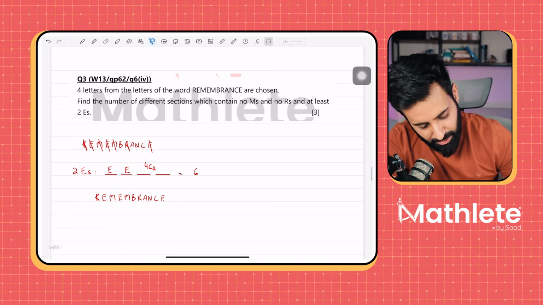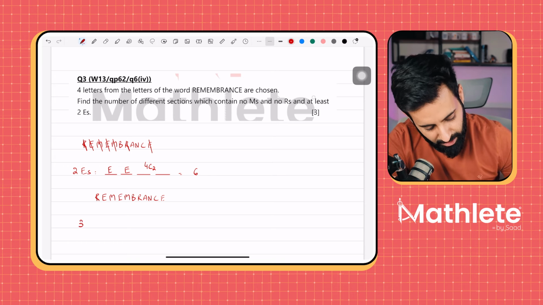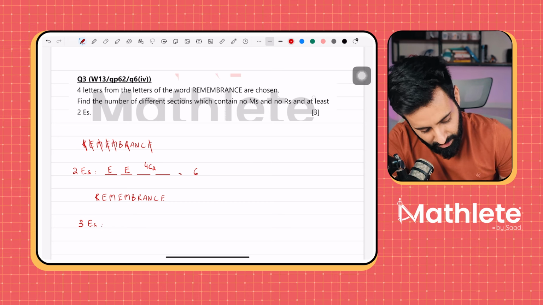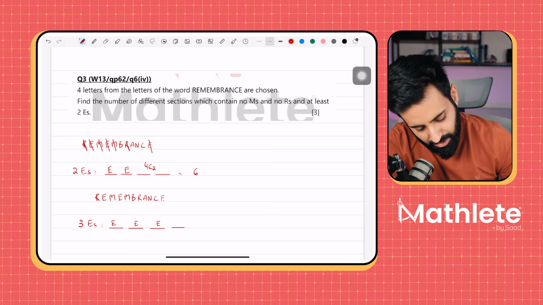Now, remember I said that you can also select 3 E's. The question said at least 2 E's, so that means you can also select 3 E's. Now, how can you select 3 E's? Let's have a look. So 1, 2, 3, 4. So we select the 3 E's. That means we write the 3 E's in the 3 spaces, anywhere in the 3 spaces, doesn't really matter.